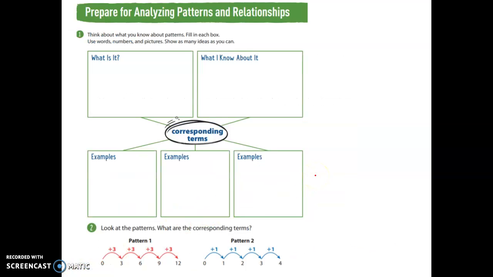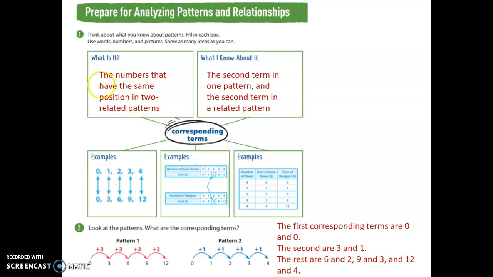Okay, so this is just vocabulary for corresponding terms. I'm actually going to list that on the next slide to write the vocabulary words for you. I've already talked about the vocabulary, but we haven't written it down yet. So let's go ahead and write it in our book. So what is a corresponding term? It's the numbers that have the same position in 2 related patterns.